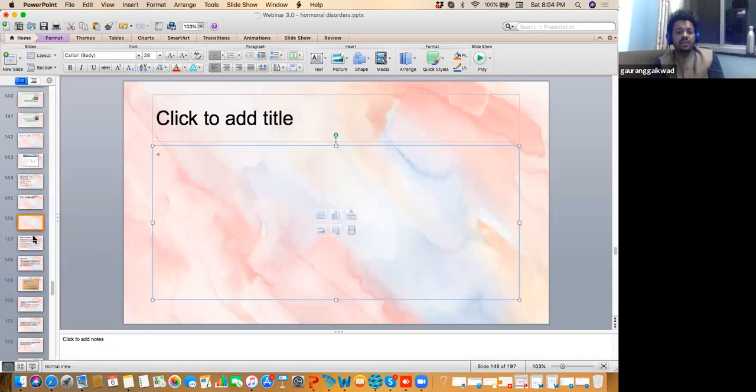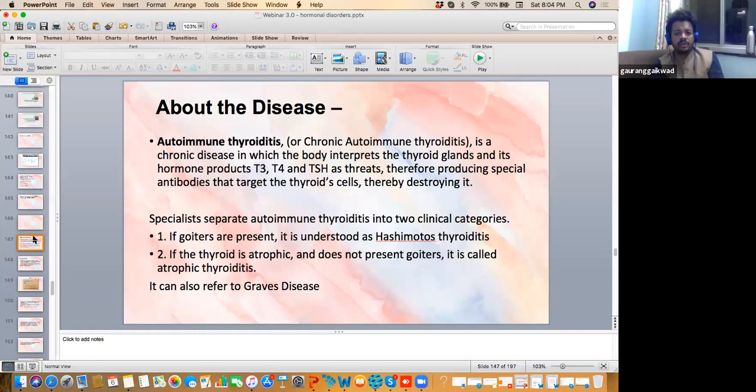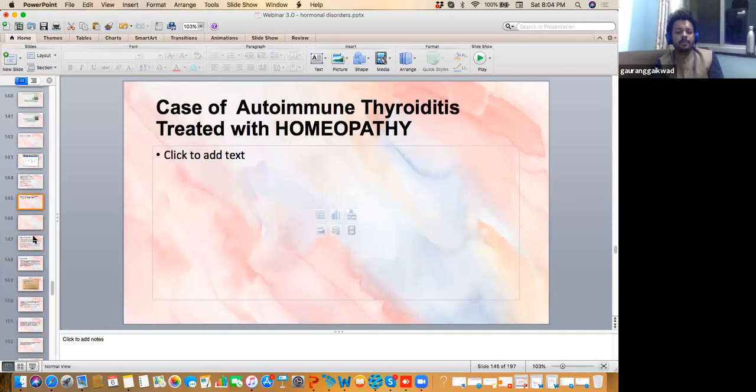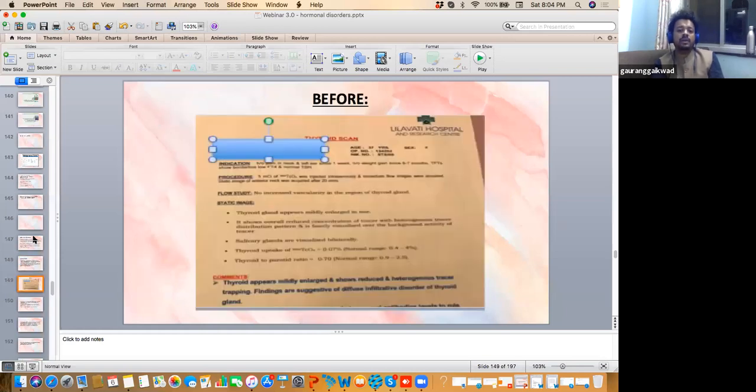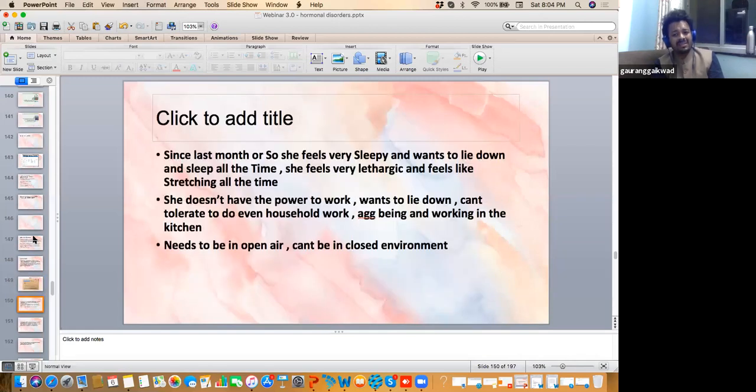Okay, so this is a case of autoimmune thyroiditis. And she had come to see me, a 37-year-old lady. She had a swelling, swallowing was a difficulty, a lot of body ache. And when I studied the history in detail, I found out that she used to get a lot of heat flushes all over the body. And then she used to get a lot of sweat. And you can see this report, it was swollen in thyroid scan. She would also feel very sleepy. She was starting to put on weight. She would want to lie down.